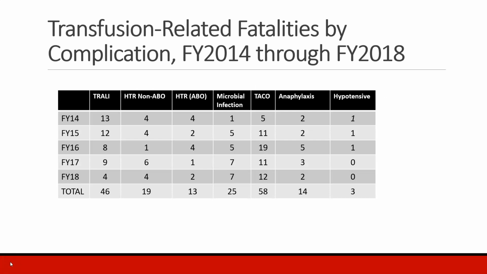So this table represents transfusion-related fatalities, not reactions, fatalities due to reactions from 2014 to 2018. Statistics are always a year or two behind because they have to analyze from many resources, collect, and then publish. So if you look at the very bottom line, we have TACO has 58 transfusion-related deaths in 5 years versus TRALI, which is 46. When I looked at previous data for other years, TACO was number 1. So they kind of switched. So for all intents and purposes, what I want you to know, TACO is number 1, TRALI is number 2.